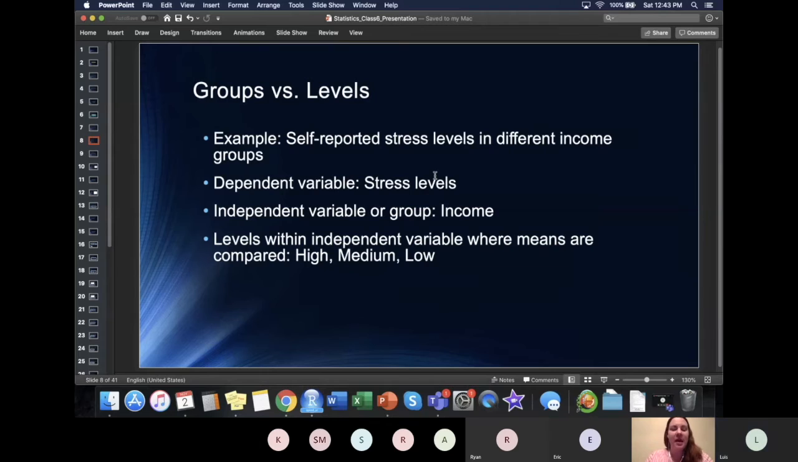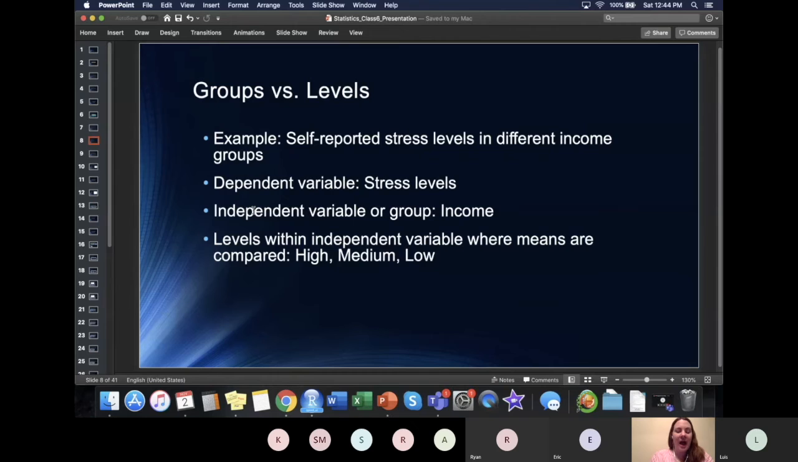So I'll say that again because I misspoke. So your self-reported stress levels in different income groups, that's what you're doing your analysis on. That dependent variable, what you're trying to explain, is the stress levels. So some type of continuous variable. The independent variable, we want to know the relationship between income and those stress levels. So in this case, income would be categorized as high, medium, or low in this particular example.